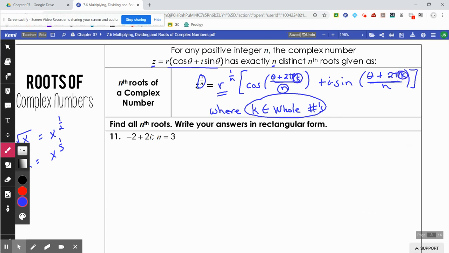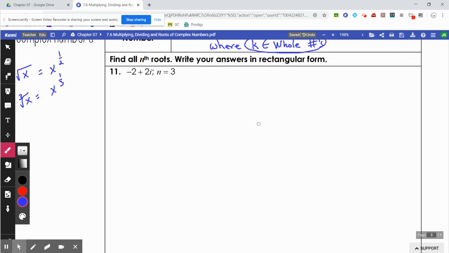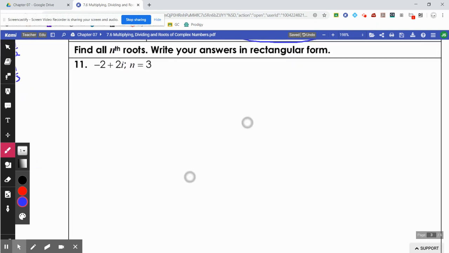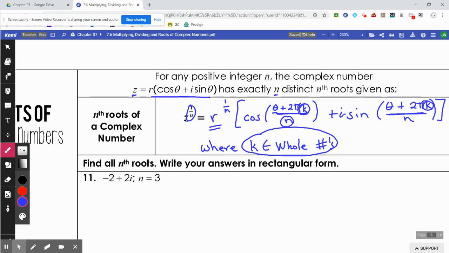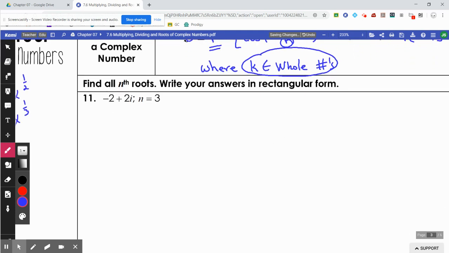And I do this thing a little bit different. And let's see if this makes a little bit more sense than the formula itself. So first off, it says find all the nth roots. So the third roots we're looking for, and again, that's what it meant by up here. It's going to have exactly n distinct roots. Since we're looking for the cube root, let's write it like you're used to seeing it. We're looking for the cube root of negative 2 plus 2i. That's all we're doing here.